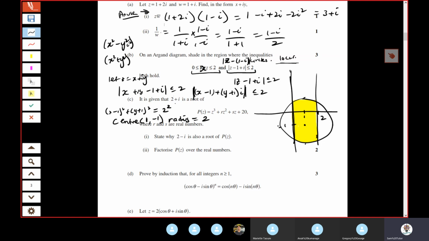It is given that 2 plus i is a root of this. State why 2 minus i is also a root. Does anyone remember why 2 minus i can also be a root? No. Was this roots of unity? Roots of unity? No. No.